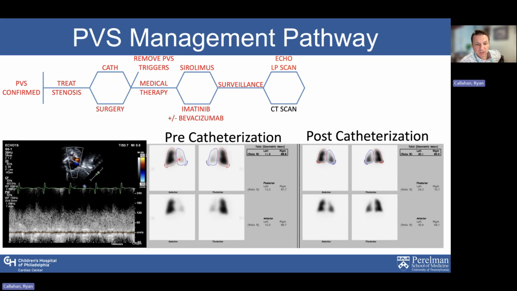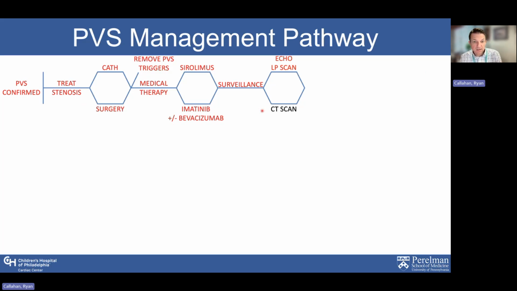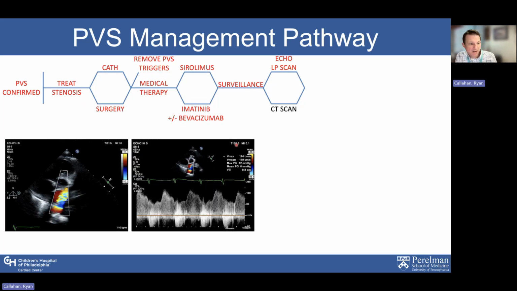So this is pre-catheterization. It was a left upper vein that was atretic and a left lower vein with severe stenosis. They underwent redilation of the left lower. And you can see that there's improvement from 11% flow to the left lung to 30% flow to the left lung. Normal being like 55, 45, depending on where the heart is. And so that's just an example of lung scan. Lung scan helps with limitation.